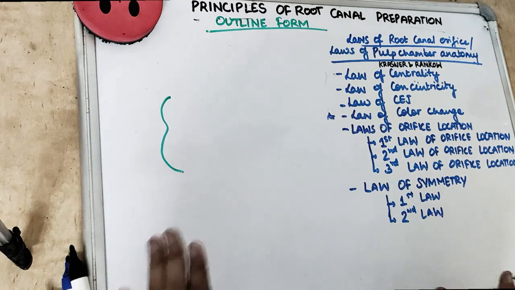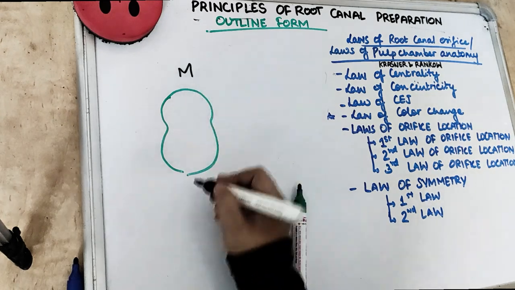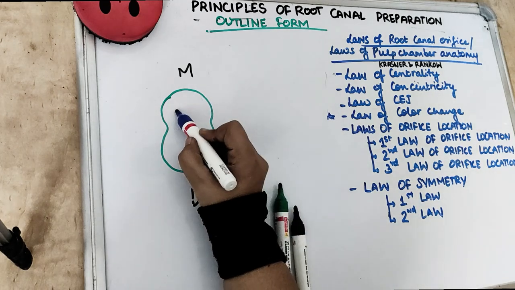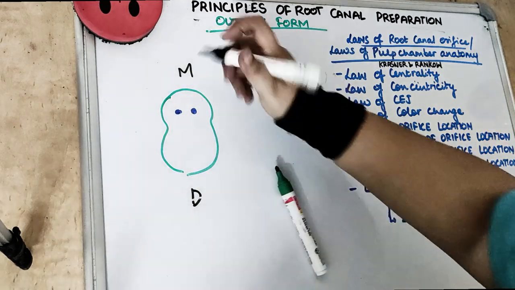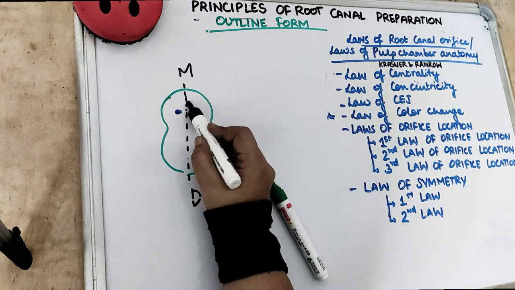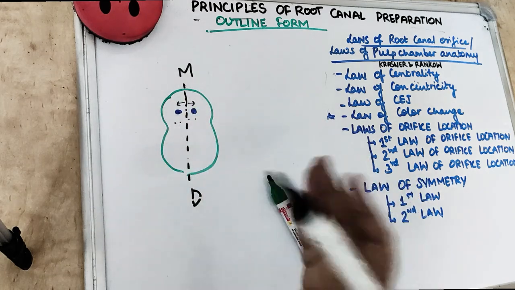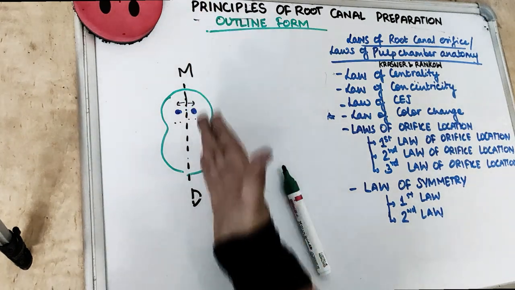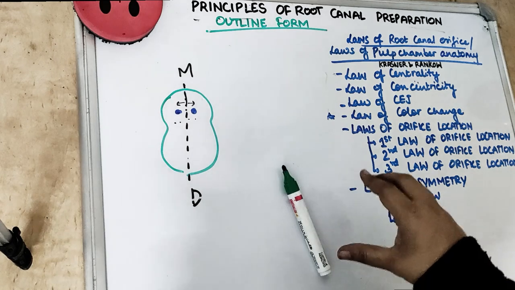The first law of symmetry says that there is going to be symmetry. If this is the tooth, and this is our mesiodistal surface and this is the buccolingual surface, then looking at the mesiodistal direction, these orifices are going to be equidistant. If you draw a line through the center in the mesiodistal direction, the distance is going to be the same on the mesial as well as the distal side. So the orifices of the root canal are equidistant from the line drawn in the mesiodistal direction through the pulp chamber floor. This is our law of symmetry 1, which has an exception in maxillary molars.